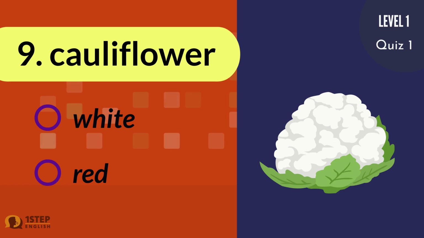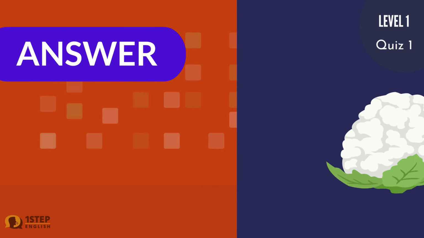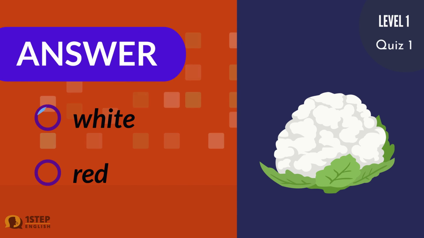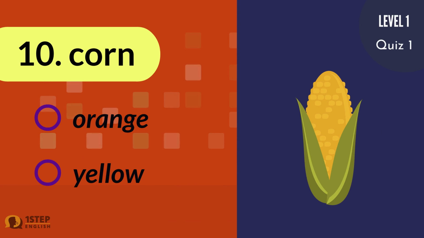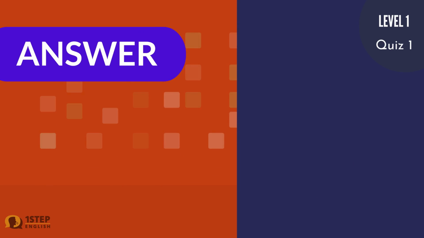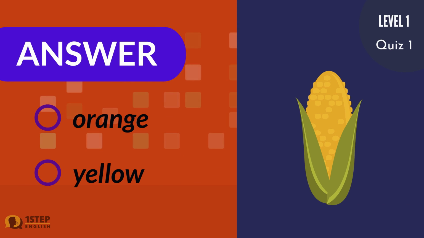Number 9. Cauliflower. The answer is color white. Number 10. Corn. The answer is color yellow.